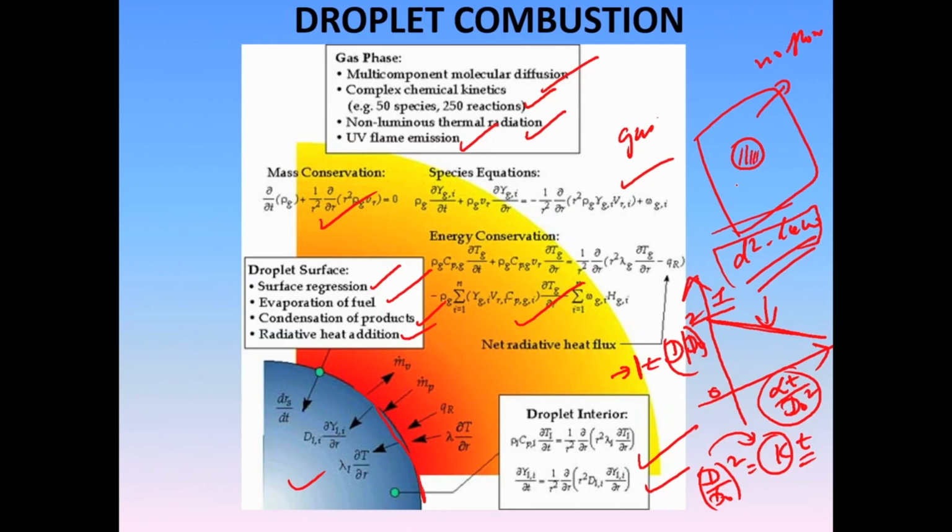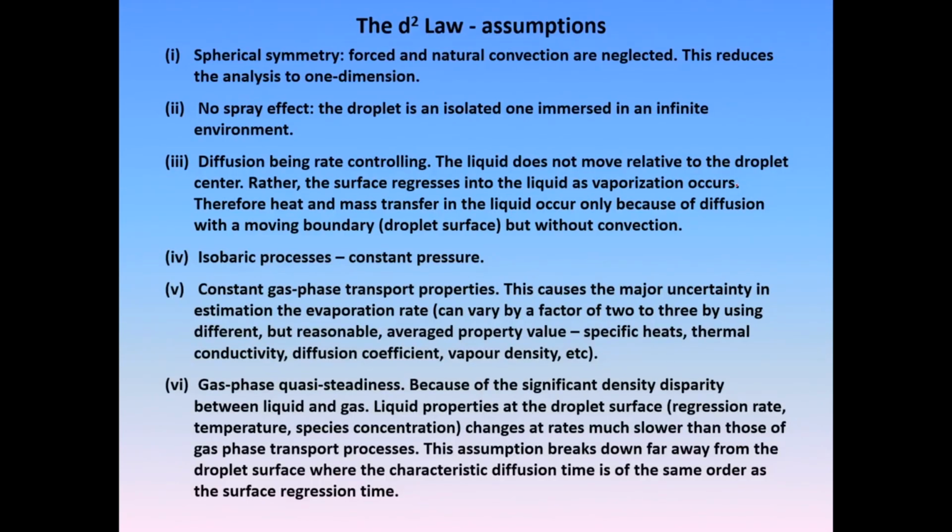Now, what is the prelude to that d square law? First and foremost, it is spherically symmetric. Forced and natural convections are neglected, not just neglected, they are assumed to be negligible. This reduction leads to a one dimensional analysis, because there is no flow, there is no spray effect. That means one droplet is isolated and all by itself in an infinite environment, there is no other droplet present. So, it is very restrictive. Diffusion is the rate controlling parameter, that means the liquid does not move relative to the droplet center, there is no internal motion of the liquid, got it.